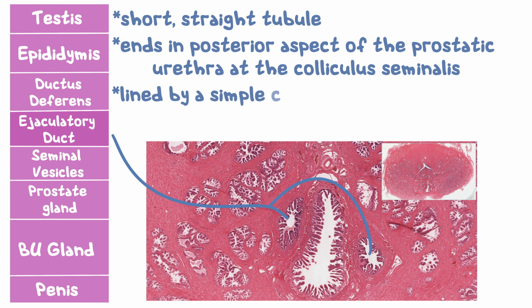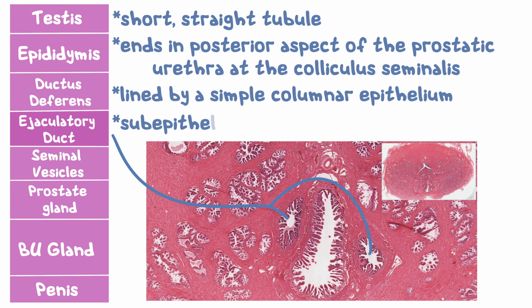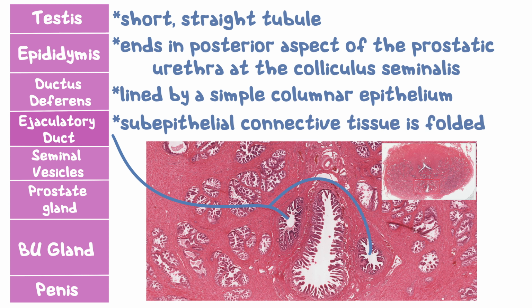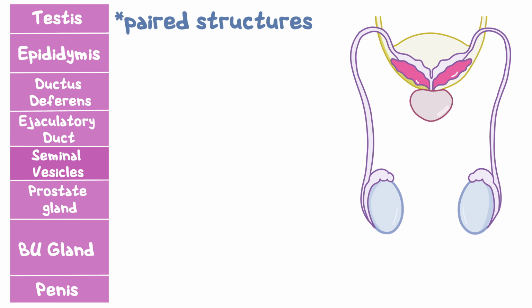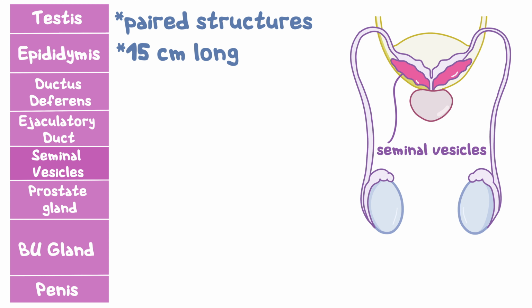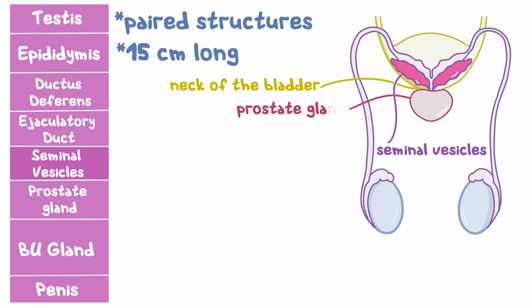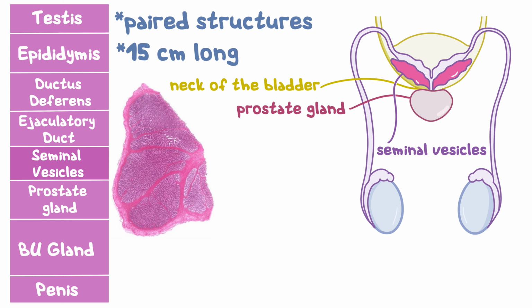The lumen of the ejaculatory duct is lined by a simple columnar epithelium. The subepithelial connective tissue is folded, a feature responsible for the irregular appearance of its lumen. The paired seminal vesicles are highly coiled tubular structures about 15 cm long. They are located between the posterior aspect of the neck of the bladder and the prostate gland and join the ampulla of the ductus deferens just above the prostate gland.